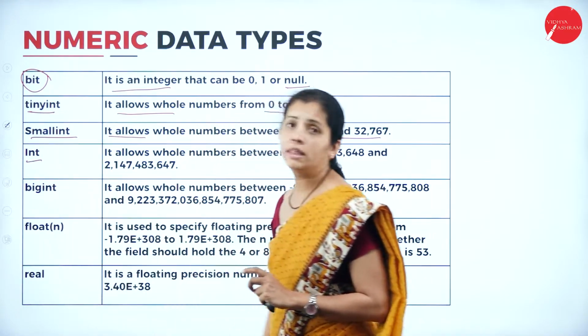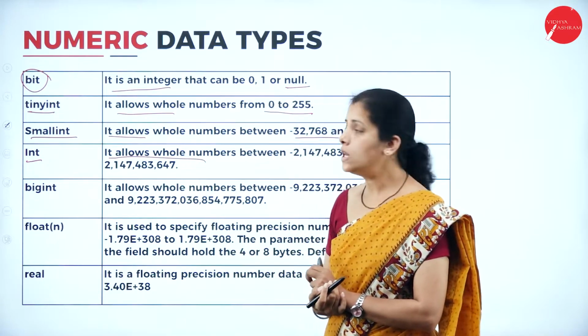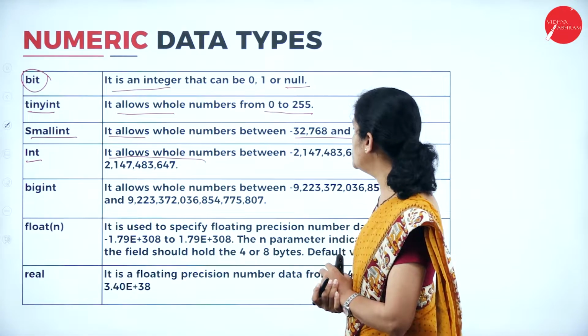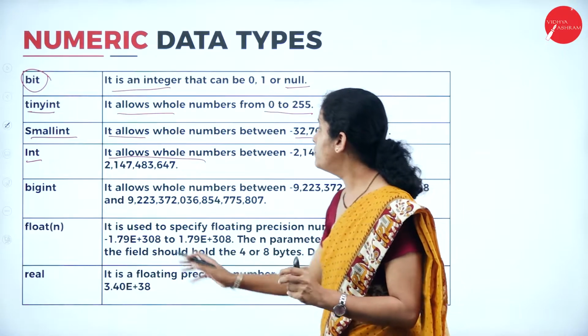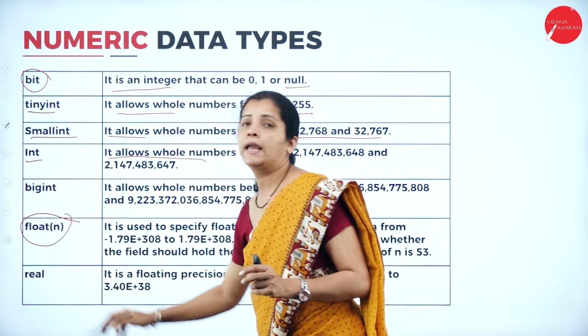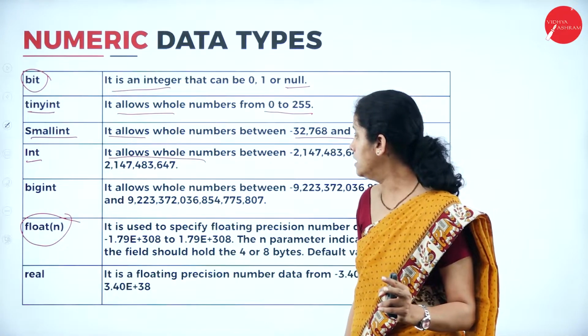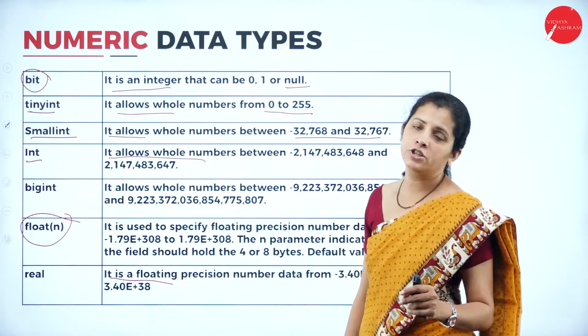If I go with integer, I can have whole numbers. Even big integer is also used to store whole numbers. And float. Float means what? I can have fractional numbers. And real. Once again, it is a floating point precision number.